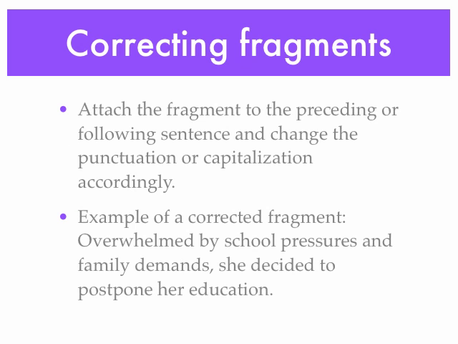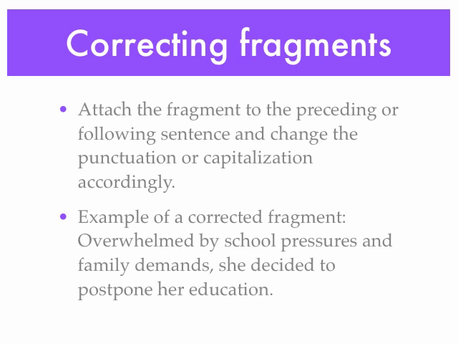How to correct a fragment. Attach the fragment to the preceding or following sentence and change the punctuation or capitalization accordingly. Here's an example of correcting a fragment. Overwhelmed by school pressures and family demands, comma, she decided to postpone her education. The fragment started at the beginning of the sentence. Overwhelmed by school pressures and family demands, period. She decided to postpone her education. That was a mistake.